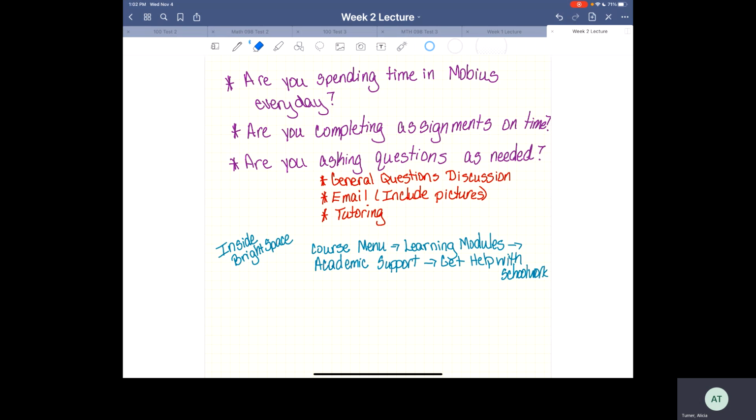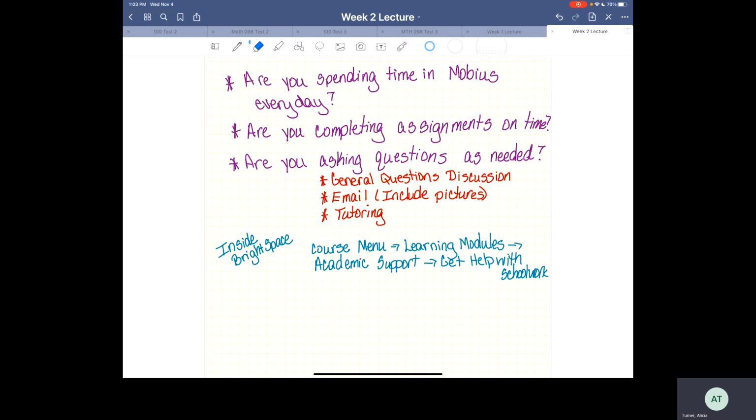Here are some things that I want to be sure that you're doing. I want to make sure that you're spending time inside Mobius. You want to start reading your assignments early in the week, and you want to continue working on them every day. You want to make sure that you are completing those assignments on time. You don't want to get behind. It's hard to catch up once you get behind. And then I want you to make sure that you're asking questions when you get stuck.